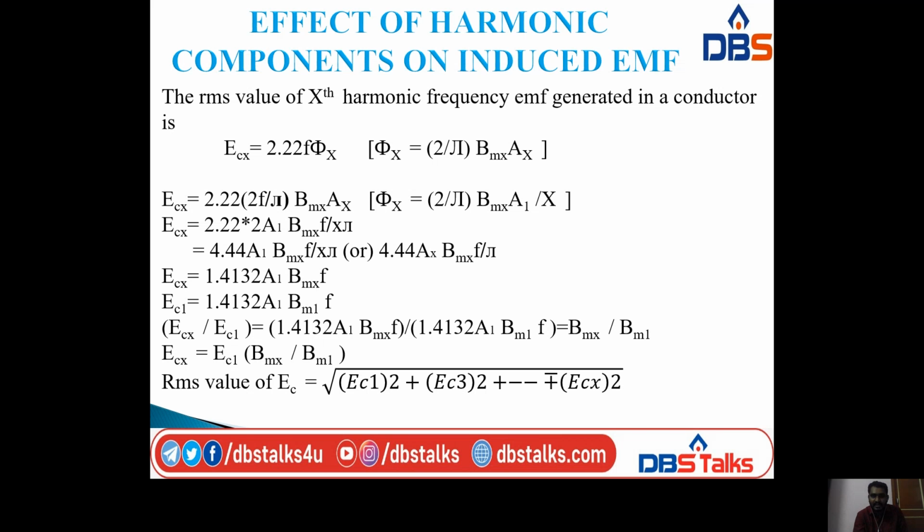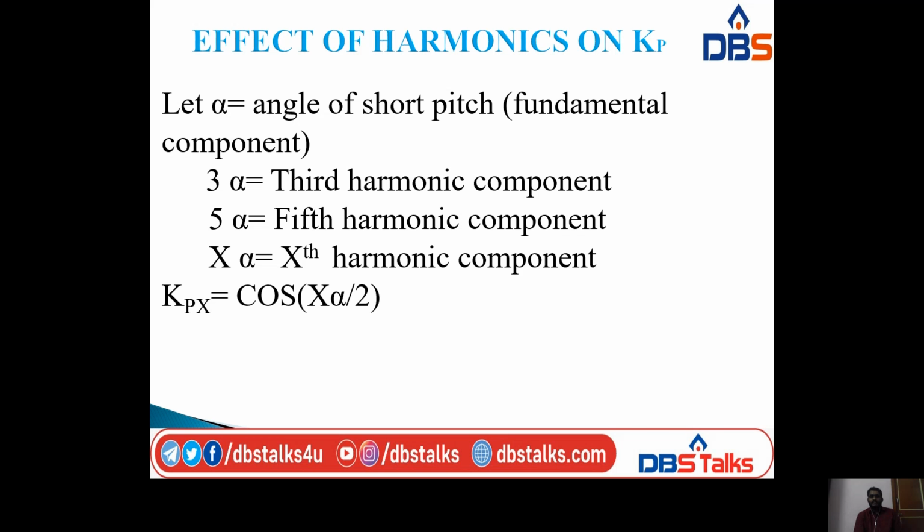And next we will have effect of harmonics on Kp, that is the pitch factor or coil span factor. So for that one I am writing let alpha is equal to angle of short pitch. This is alpha, that is the angle of short pitch, that is the fundamental component, and 3 alpha, that is the third harmonic component, and 5 alpha, that is the fifth harmonic component, and x alpha, that is the xth harmonic component. So from this one I am writing Kpx is equal to cos x alpha by 2. You know the formula for the pitch factor, that is Kp is equal to cos alpha by 2. So for the x harmonic component, pitch factor Kpx is equal to cos x alpha by 2.